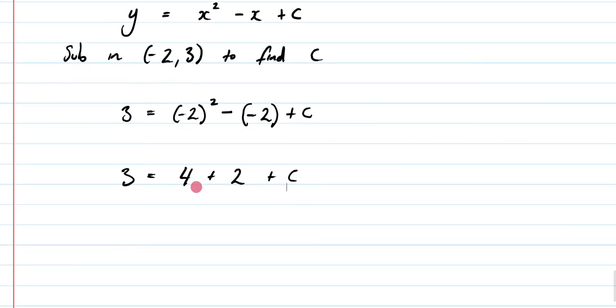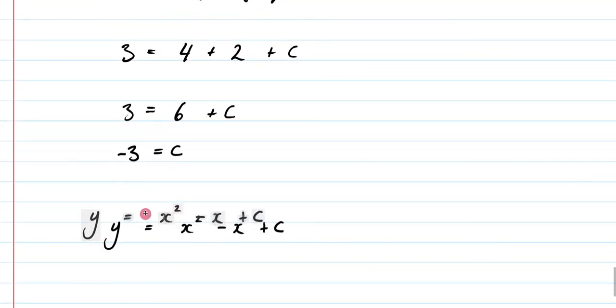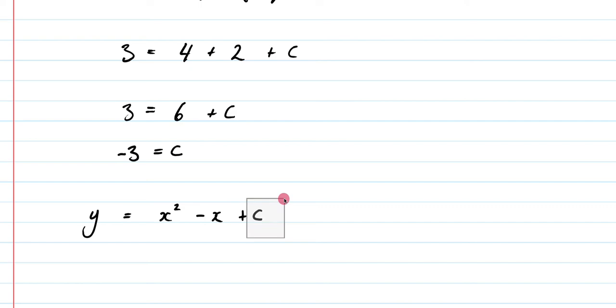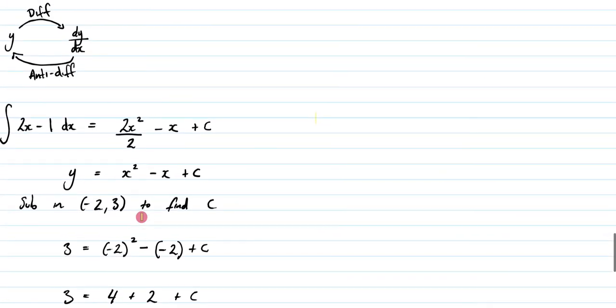Once I've got that, I'm going to end up with 3 equals 6 plus c, which is going to mean that negative 3 is equal to c. So for my final answer, I can come up here, to what I anti-differentiated to begin with, get rid of c, and in place of c, I now know what it is, so I can get rid of the plus as well, it's going to be negative 3. Because we've been given a point, we can find what c is going to be. Can you now give the next one a try for yourself? And then I'll give you the answer.